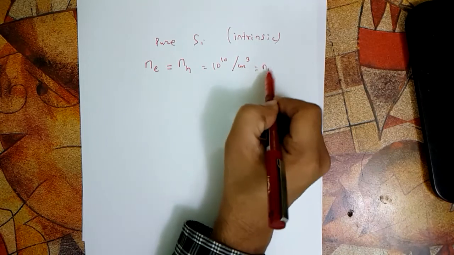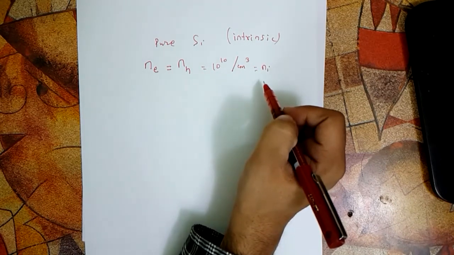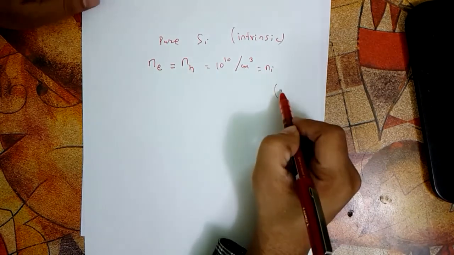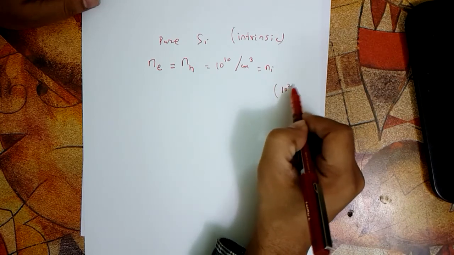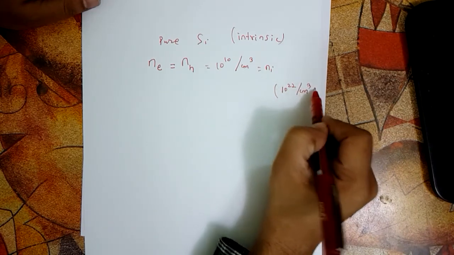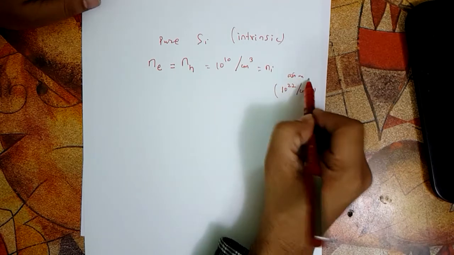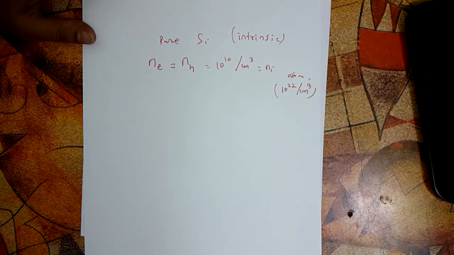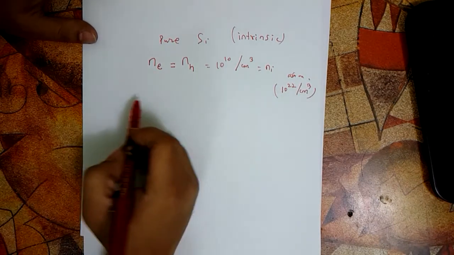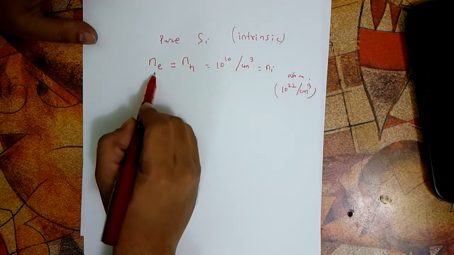And that we call as Ni, the intrinsic carrier concentration. Whereas the atomic concentration is around 10^22 per centimeter cube. That is the atomic concentration. Now after adding donor impurities, because they have donated their electron, lots and lots of free electrons are available.